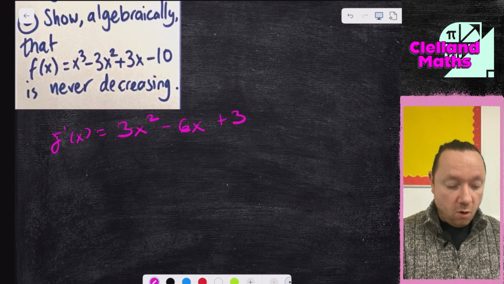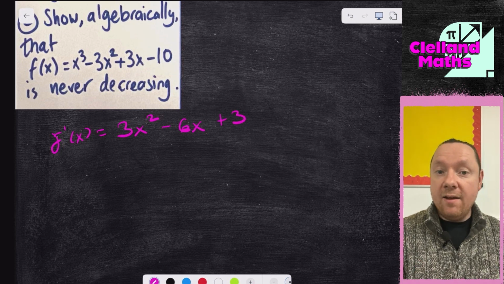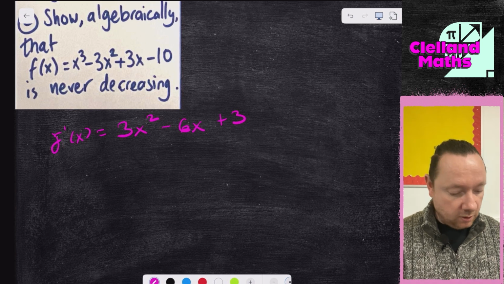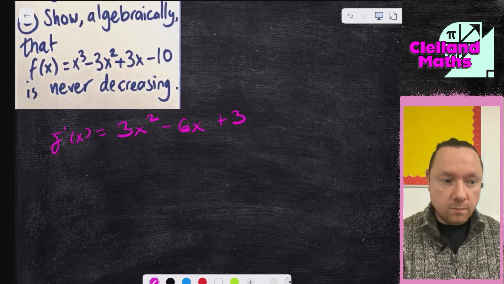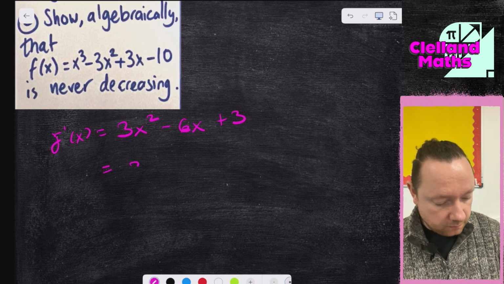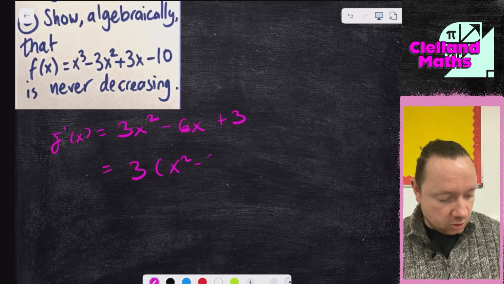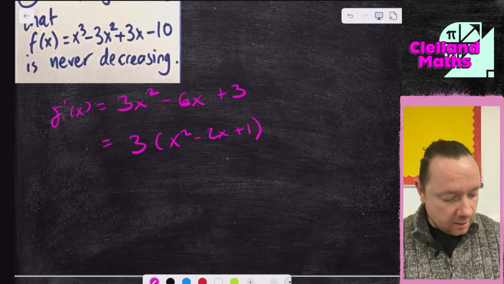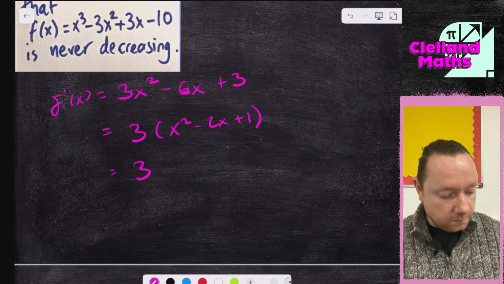So we've got that, and we need to show that that never decreases. So let's see if we can do anything with it. Can we factorise it? Can we complete the square? What can we do? Take 3 out as a common factor. X squared minus 2x plus 1. Can I factorise that? Well, let's hope so.